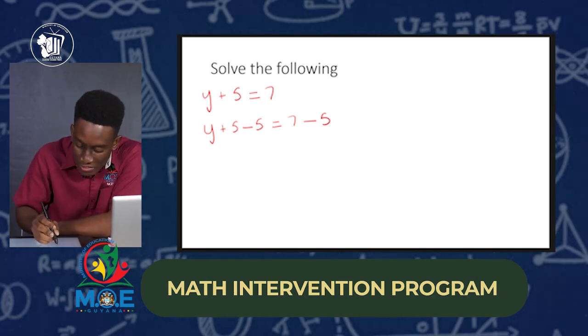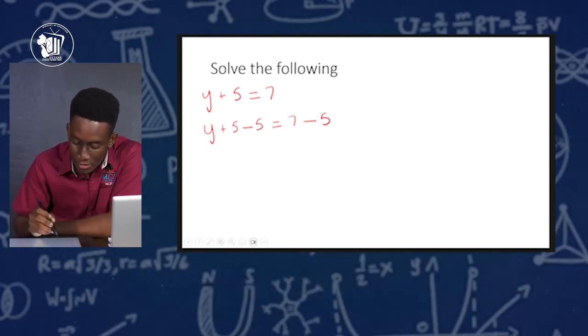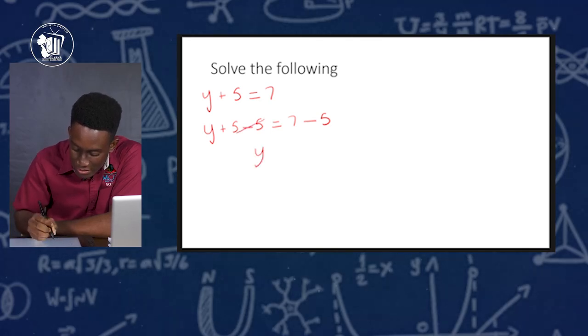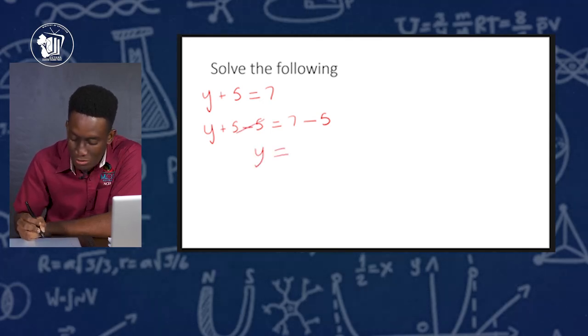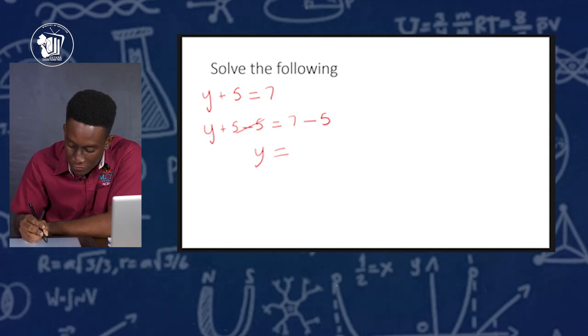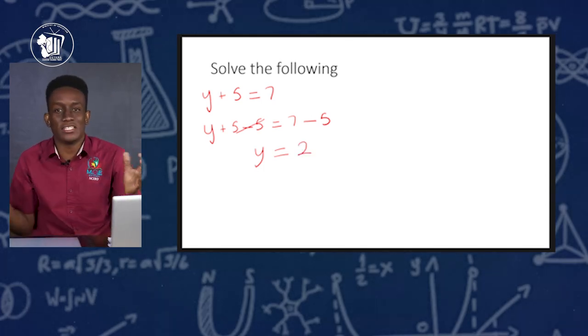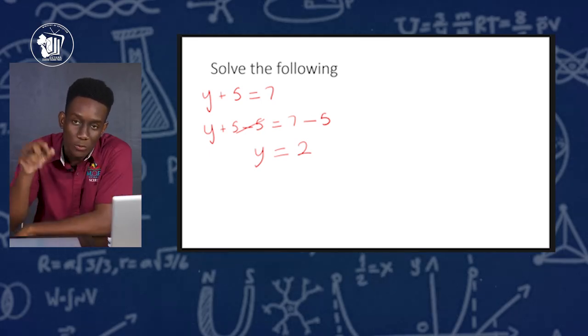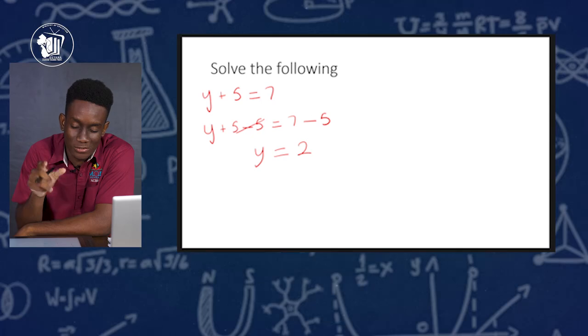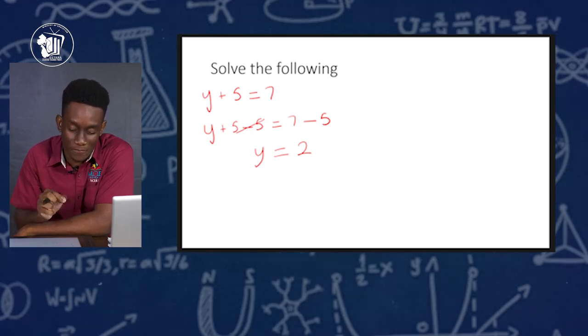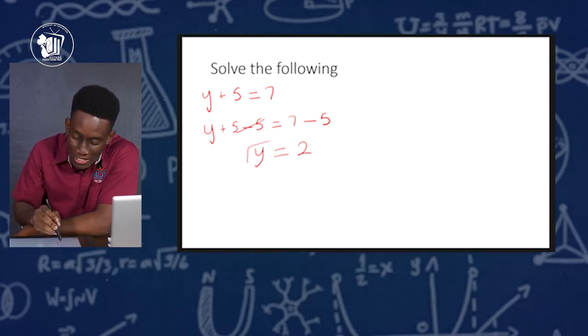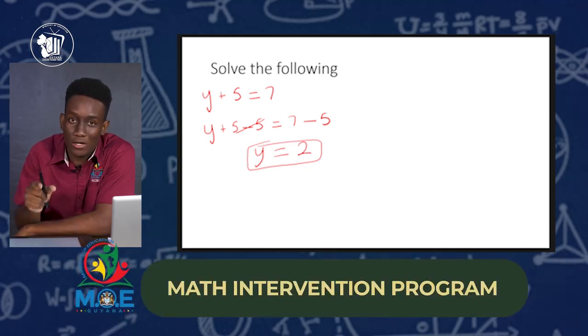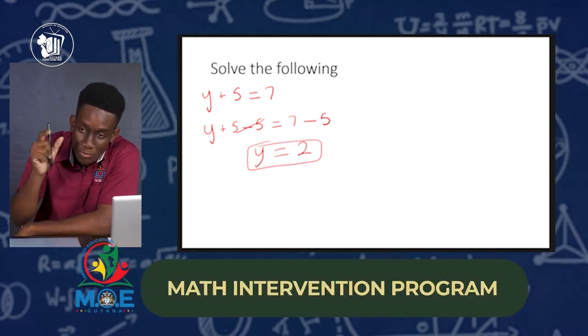So 5 subtract 5 will give us 0. So we'll have y is equal to 7 subtract 5, which gives you 2. And how can we check to see if our answer is correct? This is saying y is equal to 2. So we can go back to the original equation that says y plus 5 is equal to 7, and we found that the value of y is 2. So we can replace y with 2.